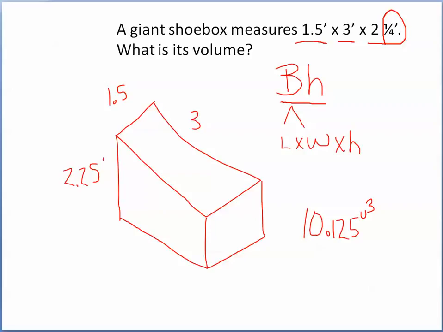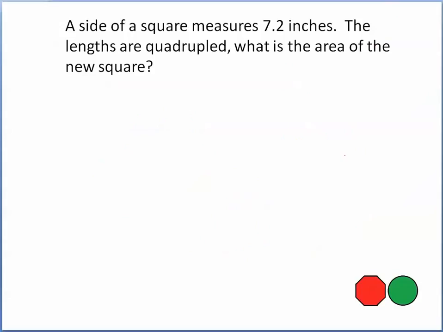Big B just means find the area of, and the area of the base on this is just length times width of one of the rectangles times the height. So if you did all of that, you would have come up with 10.125 units cubed. Cubed is the way that we denote that it was volume. All right, click on the stop sign, see how you do.